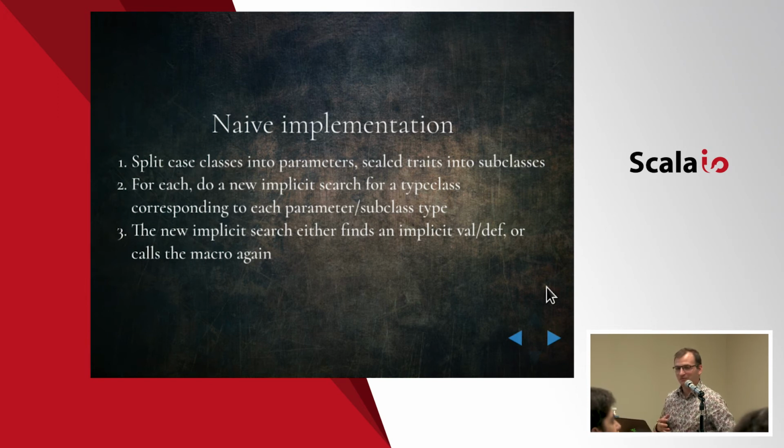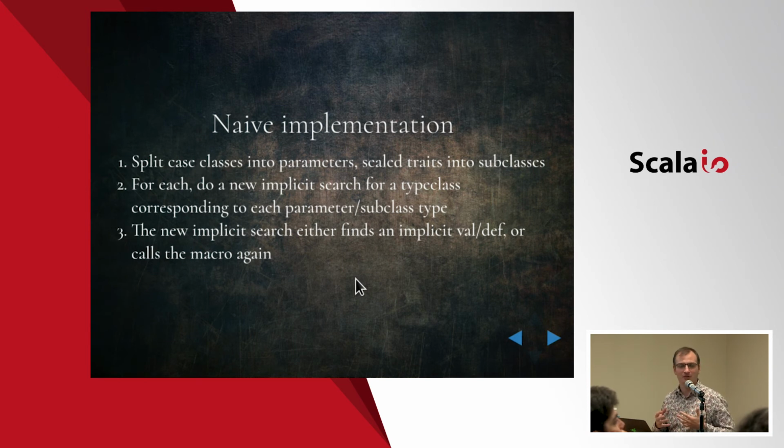So let's think about how we might try and implement this. You'll see this says naive here, which basically means that this won't work. But I'll talk about it anyway. If you have a case class, we split it into its parameters in the macro. So we do some analysis of the structure and the definition. Sealed traits we break down into the subtypes. And then for each one, we have a new type corresponding to that parameter or the subtype that we want to try and do implicit search for.